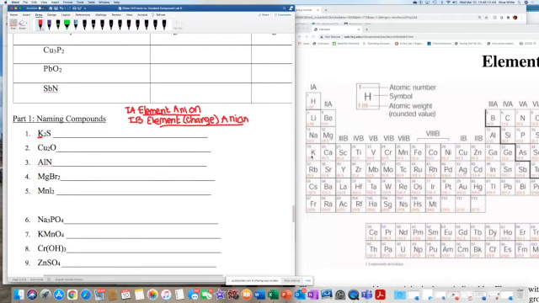Potassium is, I guess I can't click, this is a website. Potassium is right here. Potassium is literally 1A. So this is going to be ionic A, right? I am making that decision based on the position of my metal in the periodic table.